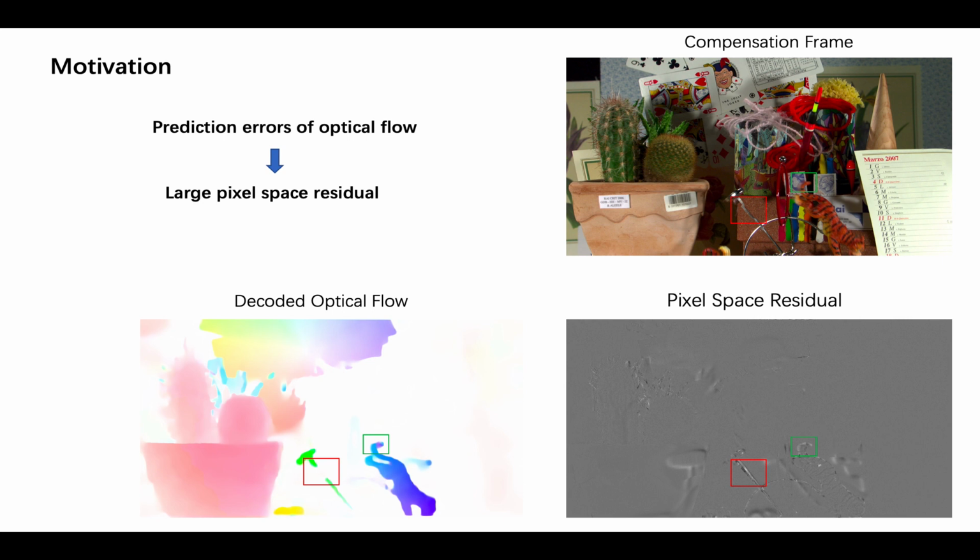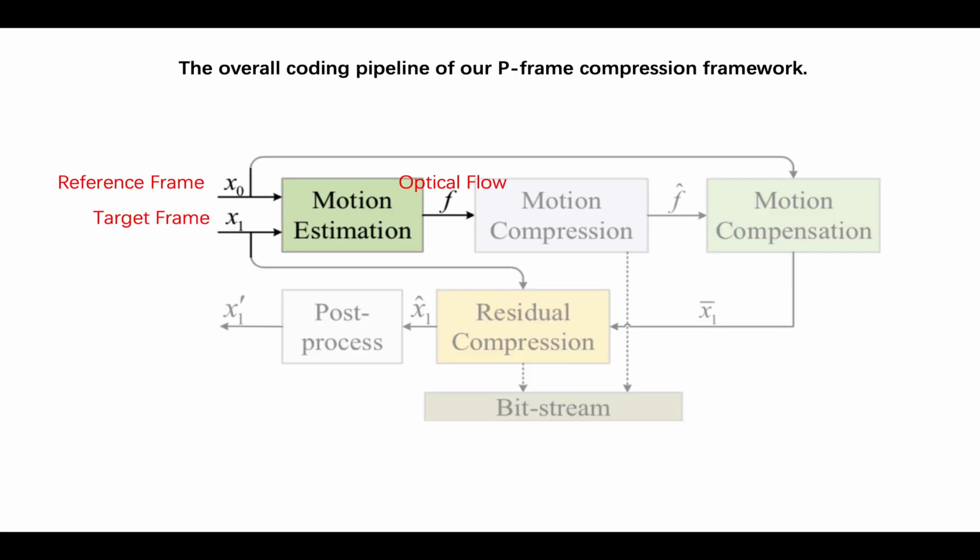We aim to design a robust residual compression module to decrease the aforementioned influence on residual information. Let's start with the overall coding pipeline of our P-frame compression framework. Firstly, the reference frame and target frame are fed to the motion estimation network to generate the optical flow field. We employ the optical flow network PWC-net as our motion estimation module.